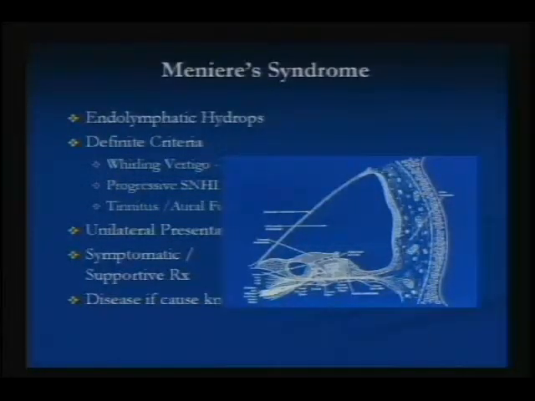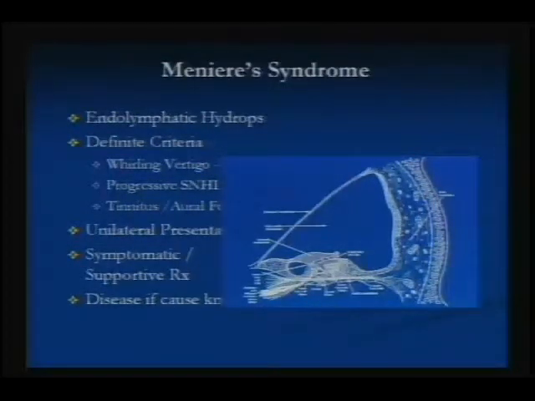Meniere's syndrome is essentially endolymphatic hydrops. It has definitive criteria, which is pretty important, particularly when you're doing medical legal work. Meniere's is forever. It's like diabetes. You don't cure Meniere's. You can treat it. You can try and make them feel better. So be careful about writing down that they have Meniere's syndrome. Vertigo of unknown etiology is just as good.